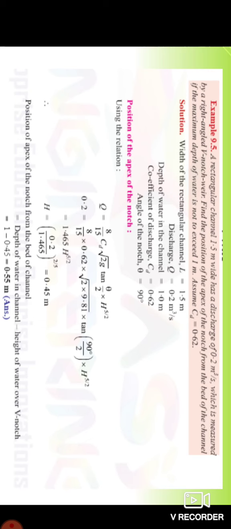So the position of the apex of the notch from the bed of the channel is: the depth of water in the channel is given, that is 1 meter, not to exceed 1 meter, and the height of water we have calculated in the V notch is 0.45. This gives the position of the apex of the notch from the bed of the channel. I think it's clear. Let me move on to one more problem.